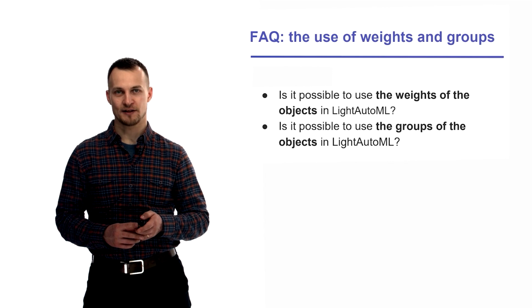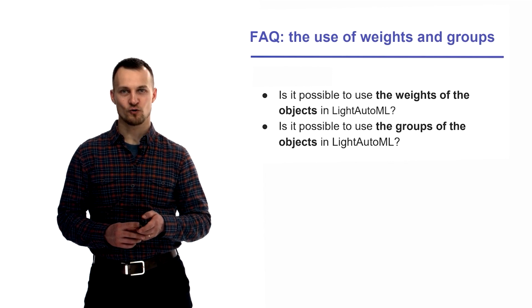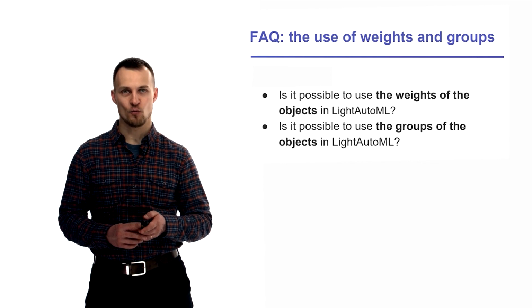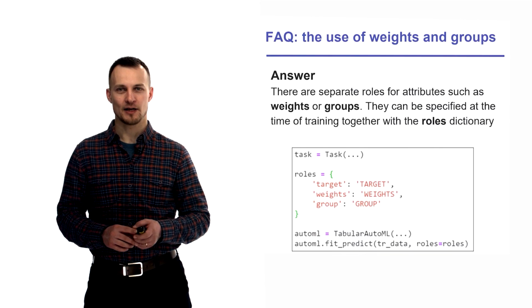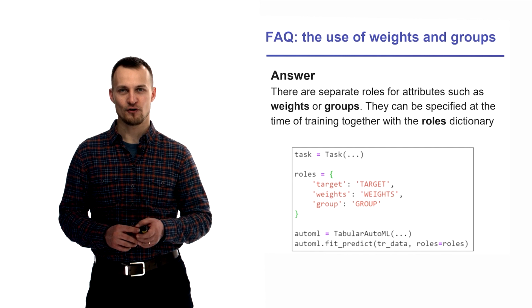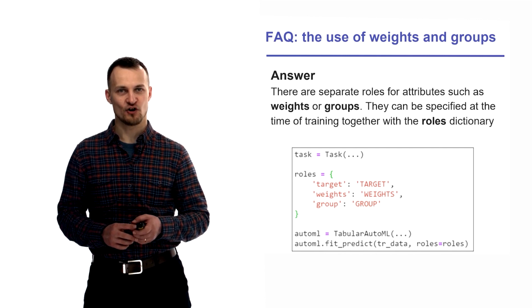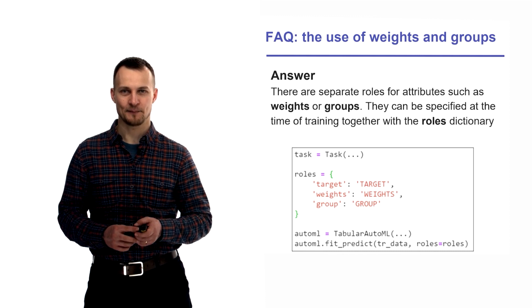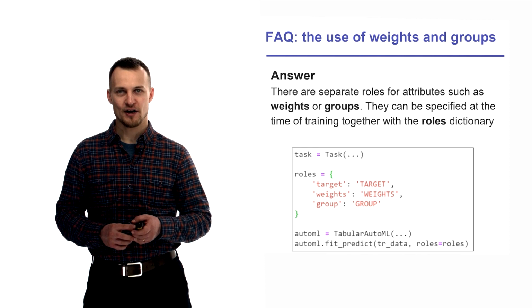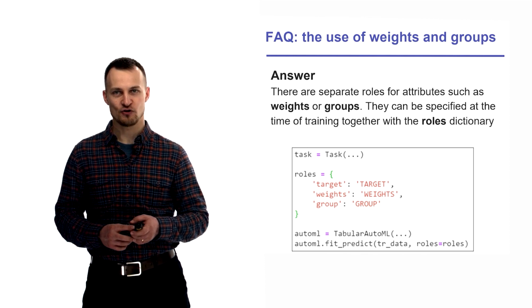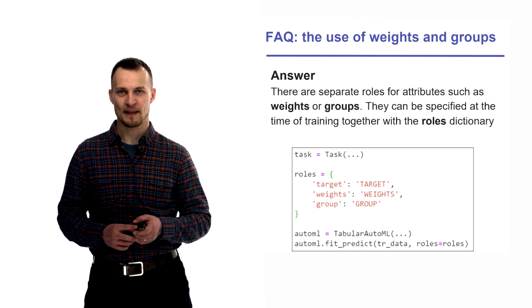And the last question. Users often wonder whether it's possible to pass a group index or object weight to AutoML and how they will be used in the training process. Yes, you can pass the index of a group or the weight of an object using the roles dictionary with the keys groups and weights respectively. These roles can only be defined by the user. The reader never assigns such roles to variables on its own.